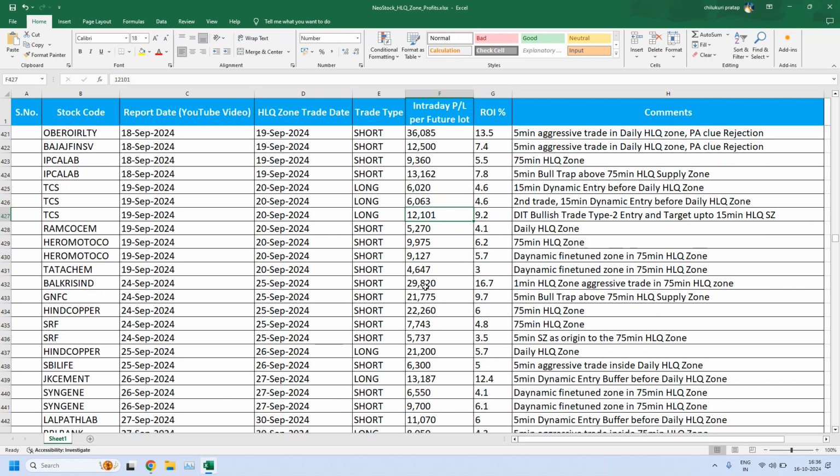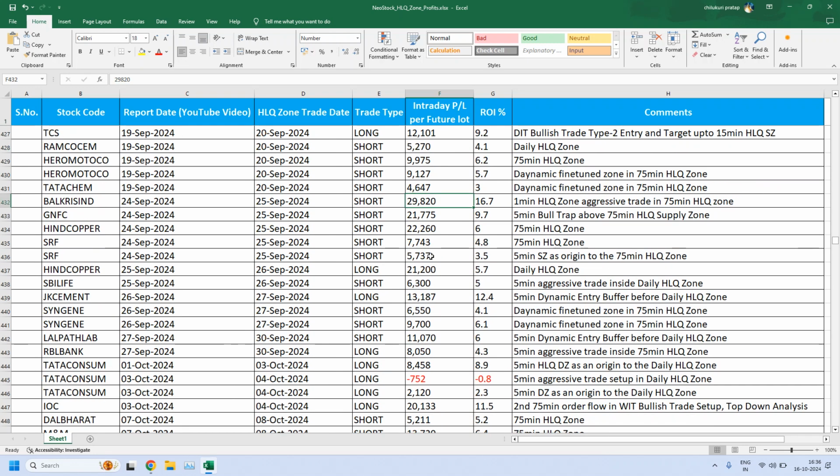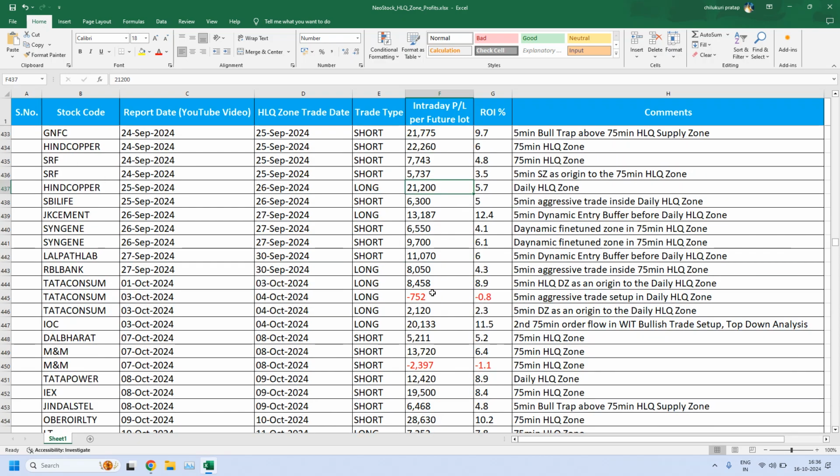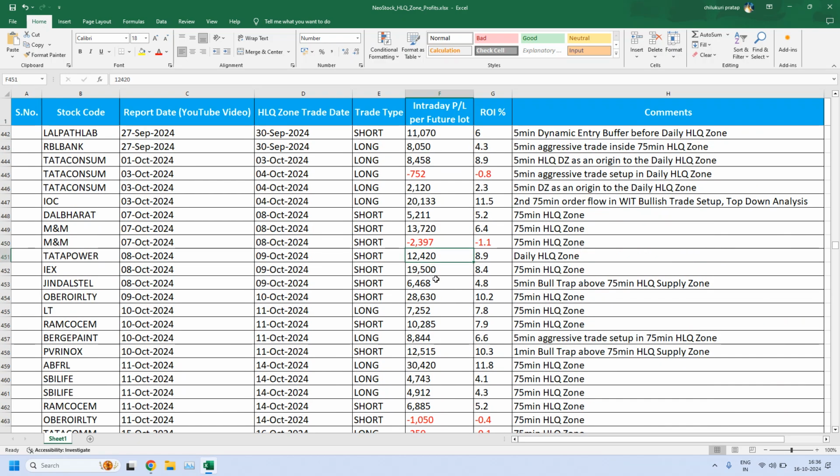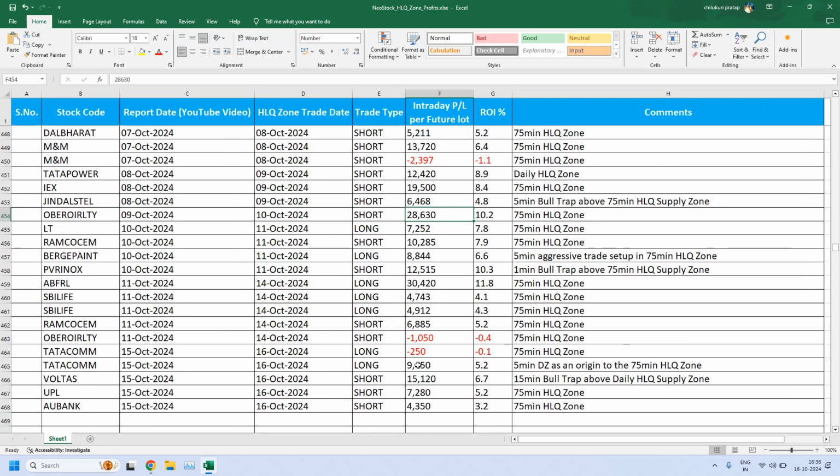See here how we are getting 29,000 rupees profit, 21,000 rupees profit, 22,000 rupees profit, 13,000 rupees profit, 21,200 rupees profit. Here again you see 12,000, 1,900, 28,000. See, when you get the profits, you are getting bigger profits. But when you are getting the losses, you are getting very minimal, small losses.